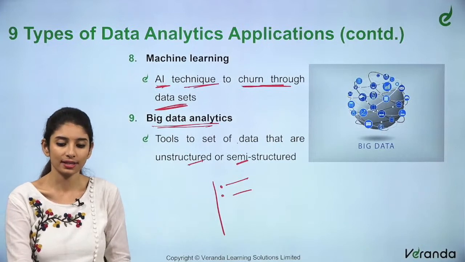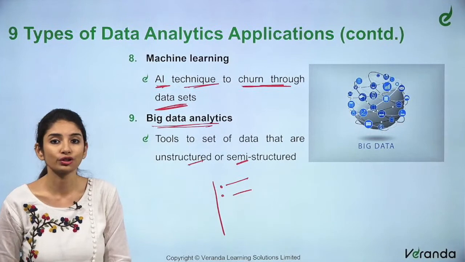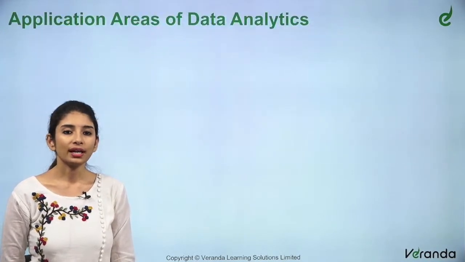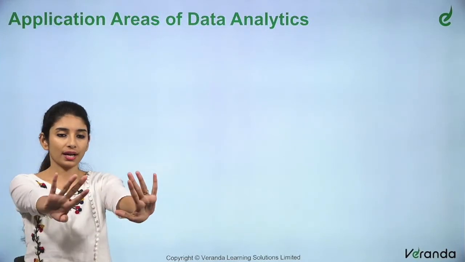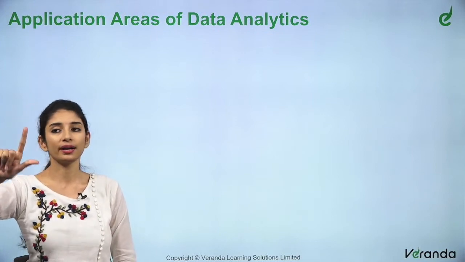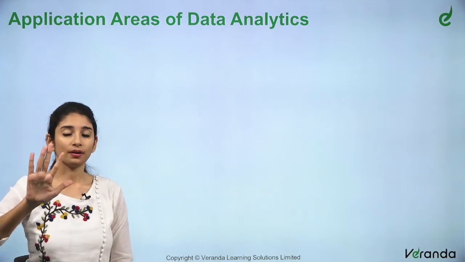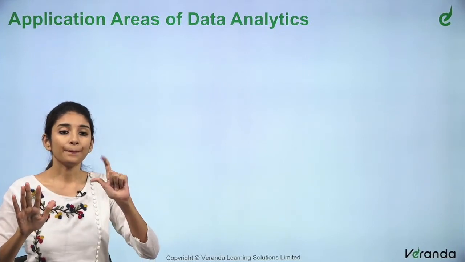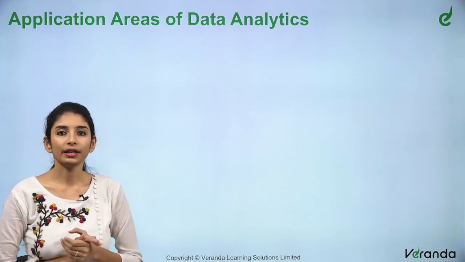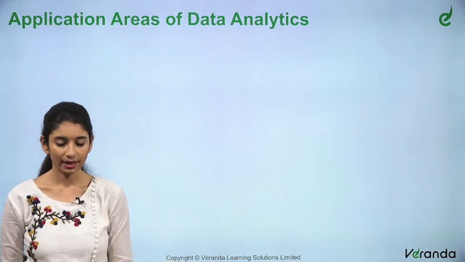They have specialized analytical tools that help us to analyze the data. Now, this data can be structured or semi-structured. Clear with the 9 types of data analytics? Before we go to the next slide, 9 types of data analytics. Point number 1, exploratory data analytics. Point number 2, confirmatory data analytics, qualitative data analytics, quantitative data analytics, data mining, text mining, predictive learning, machine learning and big data analytics. Clear? Very good. Let's move on to the next.